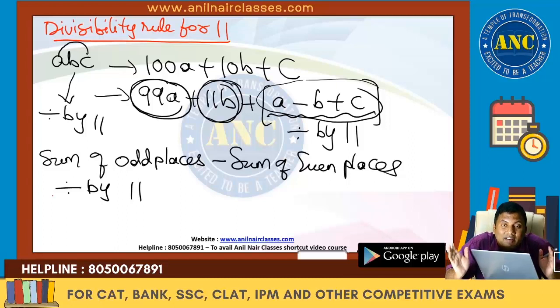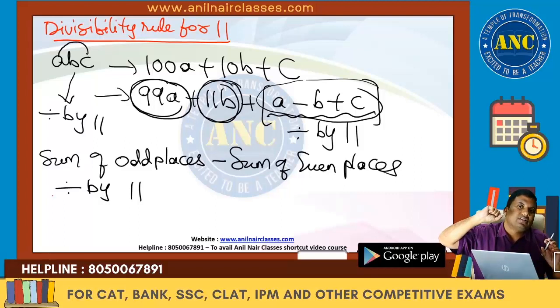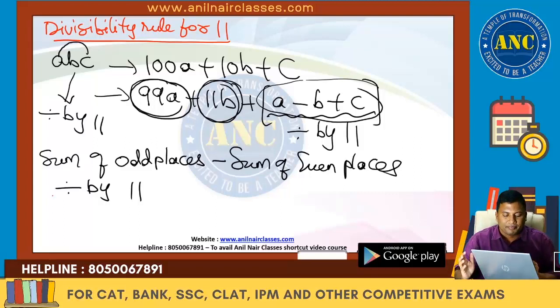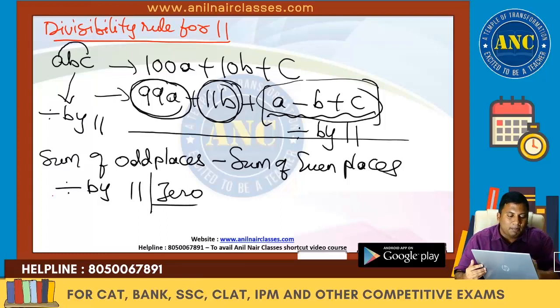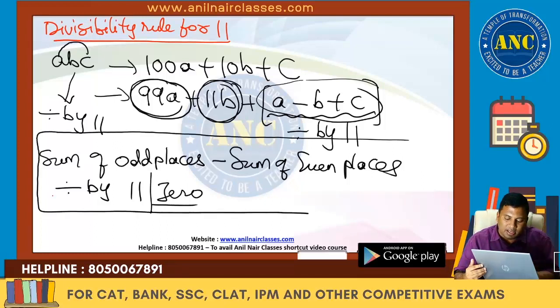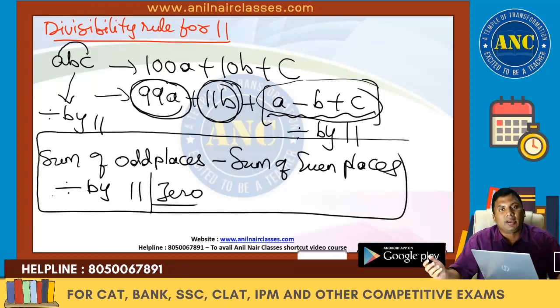Divisibility rule for 11, method 2. What is method 1? Start from the right hand side, take a group of 2 digits and keep on adding them. What is method 2? Take the odd place values, take the even place values, subtract the even place values from the odd place values. The difference should either be divisible by 11 or it should be 0. Sum of odd places minus sum of even places should be either divisible by 11 or 0. I hope the concept is clear.